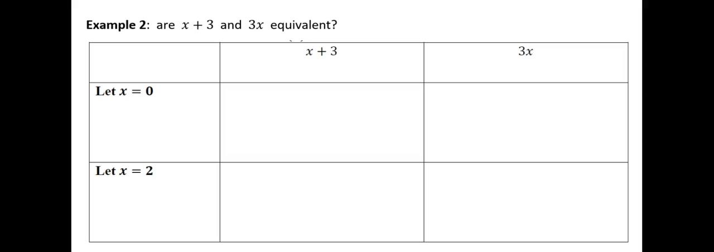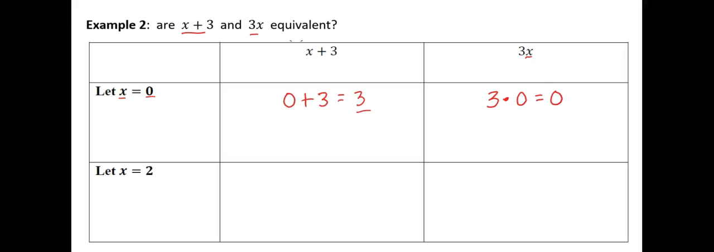Here's another example. This time my expressions are x plus 3 and 3x, which means 3 times x. The first example, I'm going to substitute the 0 for the x. So instead of x plus 3, I'll write 0 plus 3, and I'll get an answer of 3. And instead of 3 times x, I will do 3 times 0, which is an answer of 0.